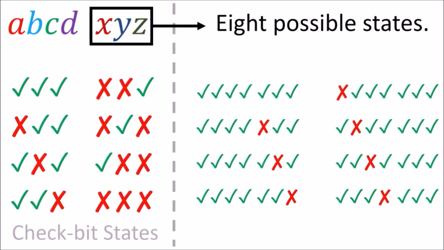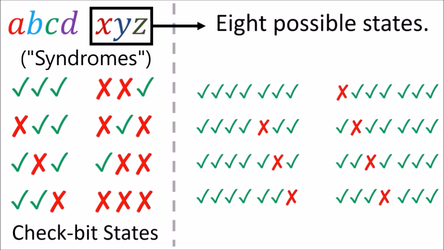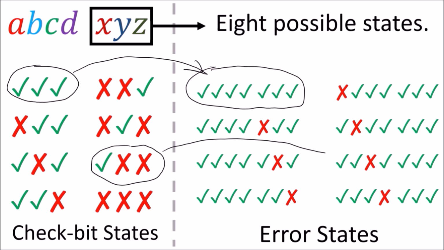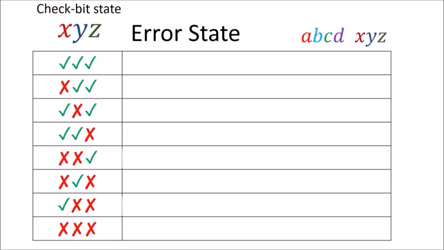So on the left here are the X, Y, Z check bit states that we can calculate with some equations. These check bit states are also sometimes called syndromes. And on the right, we have the actual error states, and these basically give us instructions for correcting the errors if there are any. So what we need to do is somehow connect the check bit states with the error states. Given a check bit state, we need to know what error state we're in so that we can correct the error.